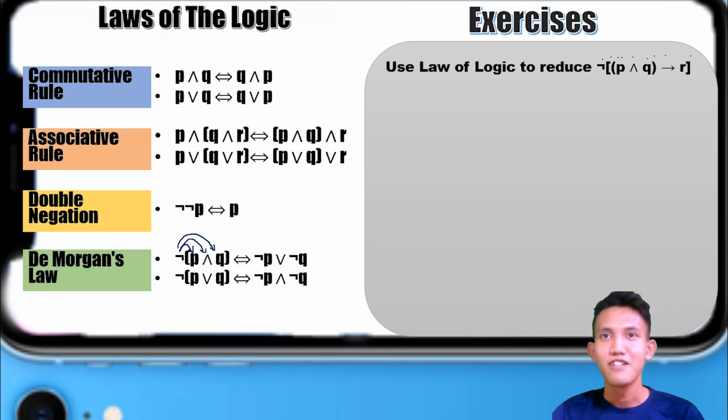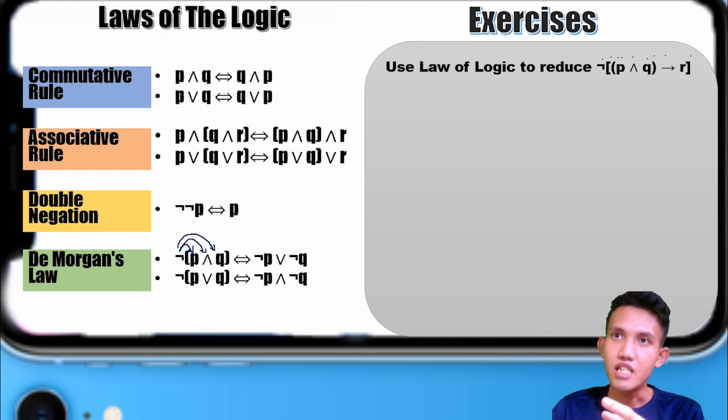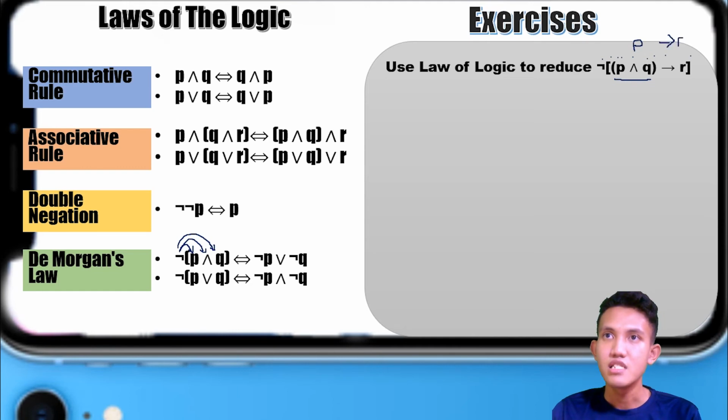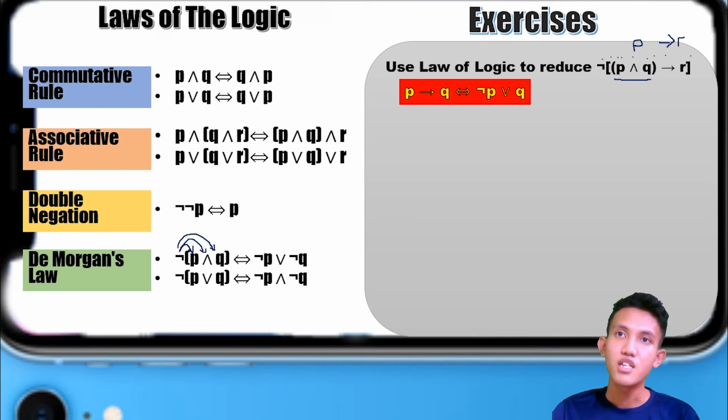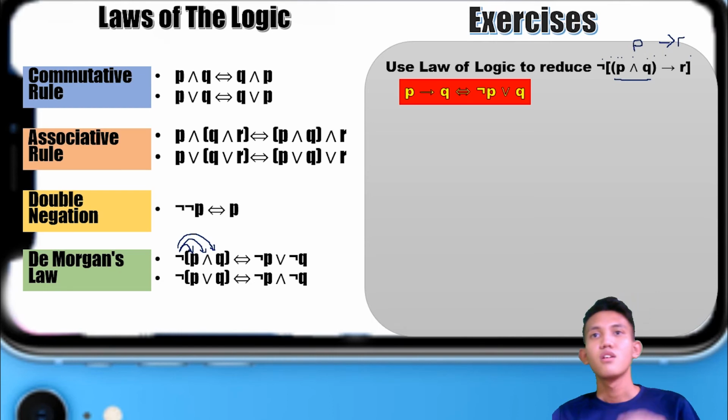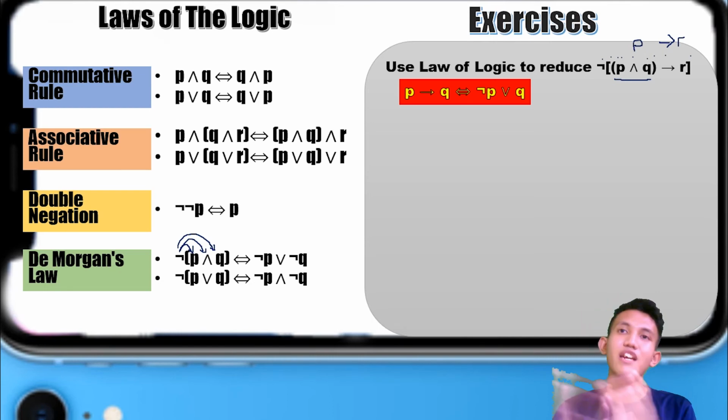It's okay, let's continue. First thing we need to know is that this thing is actually P and Q, and it implies R. As you can see, this is what we call a statement. Maybe we can refer to something similar. Since we have P implies R over here, we can change the implication symbol, the arrow, into something like this, which is P implies Q is equivalent to negate P or Q. This is what we call an equivalence.